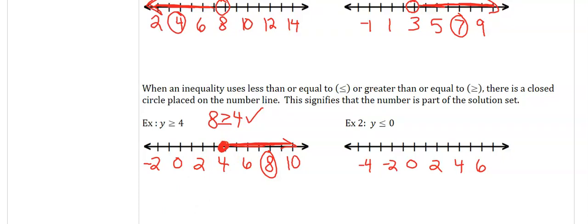For example 2, y is less than or equal to 0. We know we want to shade in our circle at 0. And now since y is less than or equal to, we are shading on the left side. And we can choose a number from that side of the number line and plug it in. So we have negative 2 for y, negative 2 is less than or equal to 0, and that is true.